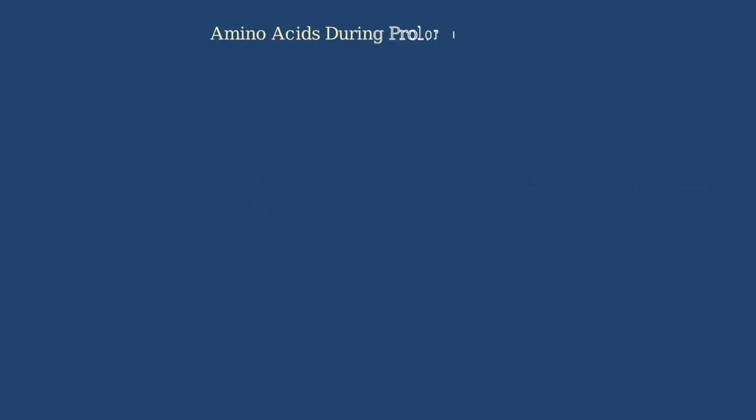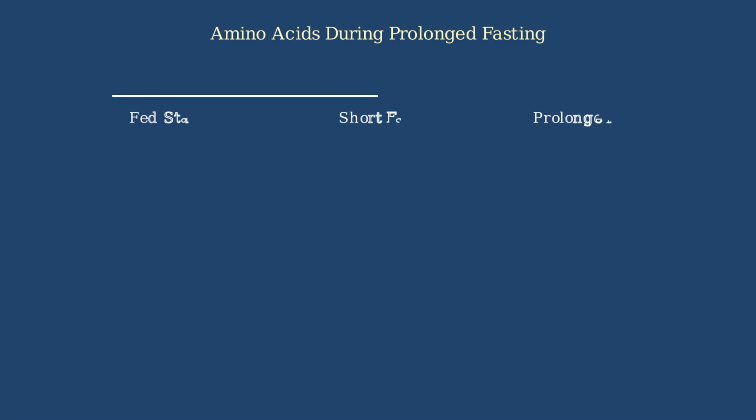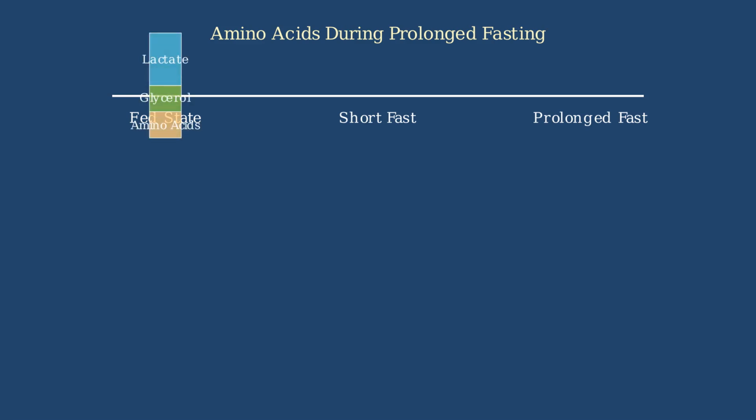During prolonged fasting, amino acids from protein breakdown become increasingly important for gluconeogenesis. In the fed state, amino acids contribute minimally to glucose production. As fasting progresses, glycogen stores deplete, and amino acids provide more carbon skeletons for gluconeogenesis. During prolonged fasting, protein breakdown accelerates, and amino acids become the primary gluconeogenic substrate.